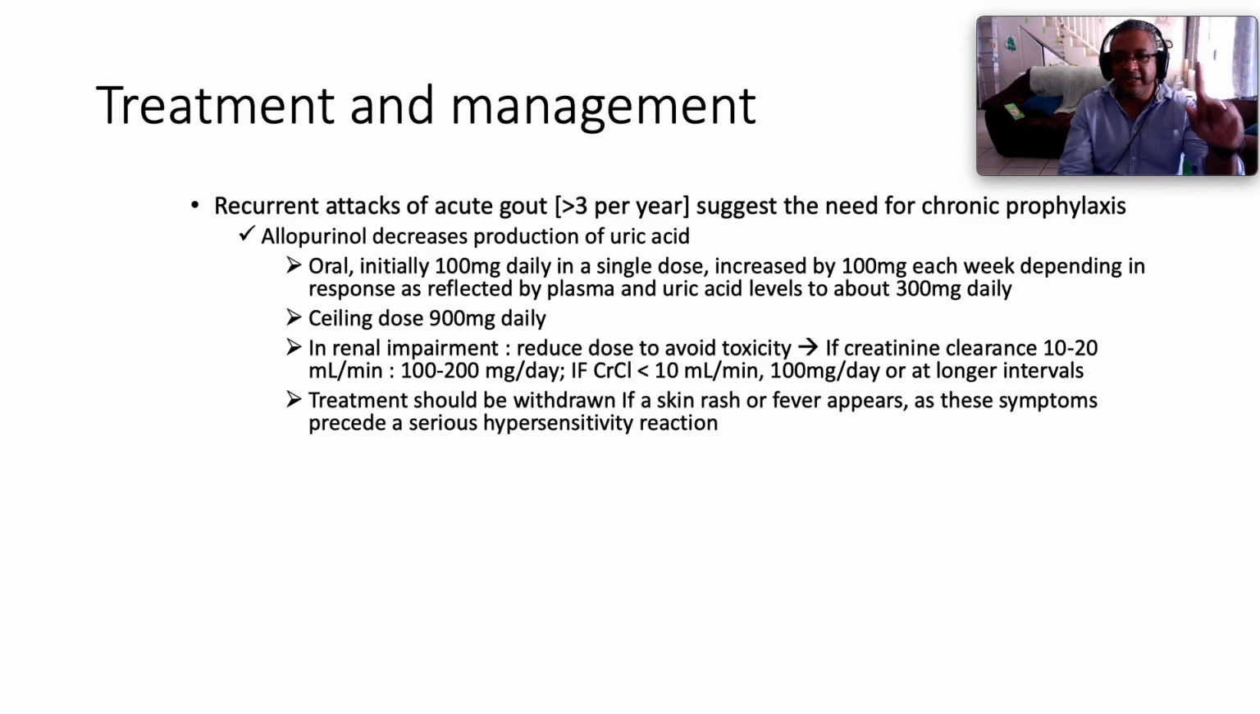Watch out, because in renal impairment, we need to dose reduce the allopurinol, not because it's nephrotoxic, but because it's excreted in the kidneys, right? So if the creatinine clearance is between 10 to 20 milliliters per minute, we want to drop the dose to 100 to 200 milligram per day. If creatinine clearance drops below 10 mils per minute, we want to give at most 100 milligram per day, or you could increase the dosing interval.